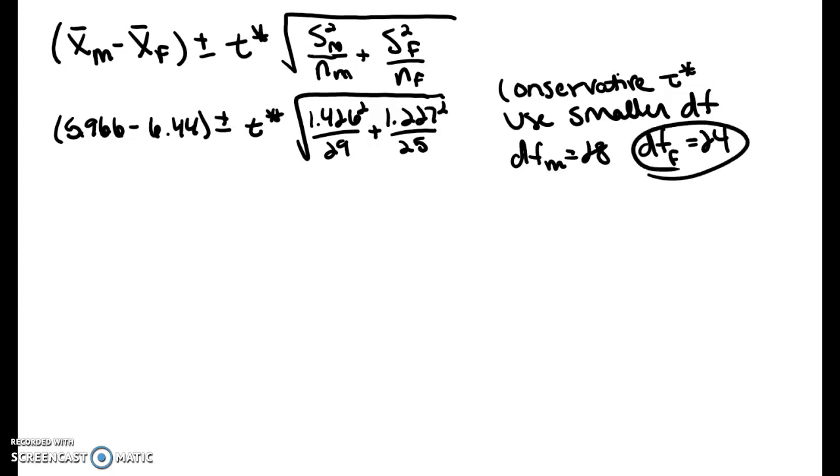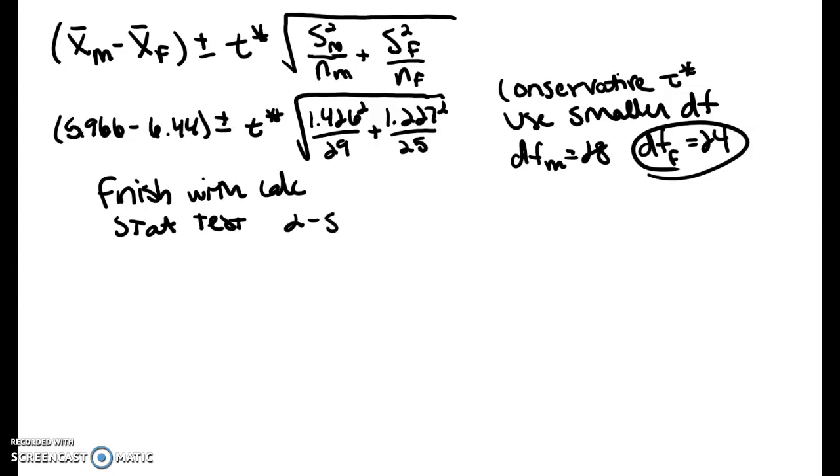Or we could say that we are going to finish with the calculator. So under stat test, there is a 2-sample TCI that we can use. And I'll go to the calculator screen and do that. But what you should see is that you have degrees of freedom of 51.9999 and some other crazy decimal points.